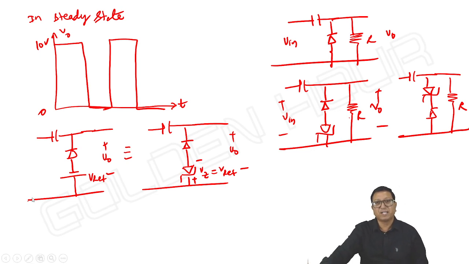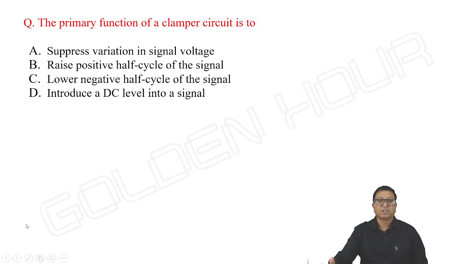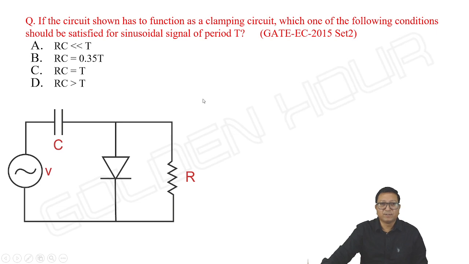Even clippers also, we did ample examples we discussed. Let us have a look at some problems on these clampers. The primary function of a clamper circuit is that it introduces a DC level into a signal, right? It adds a DC. These are called DC inserters or DC restorers. Second one, if the circuit shown has to function as a clamper circuit, which of the following conditions should be satisfied for a sinusoidal signal of period capital T? The time constant should be large. It's a straightforward question.